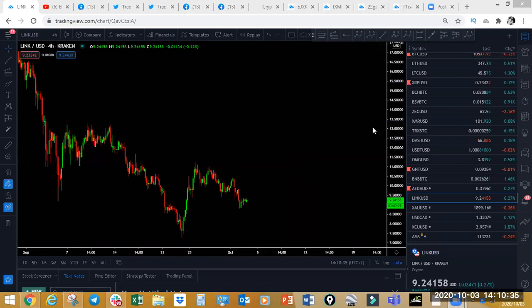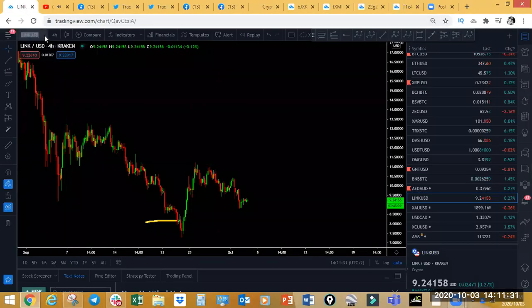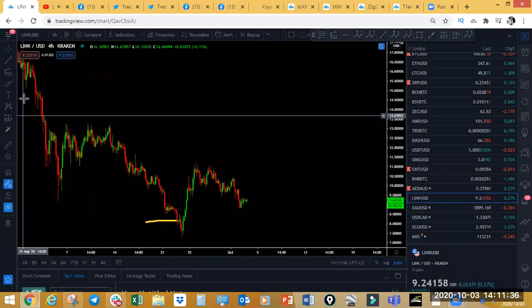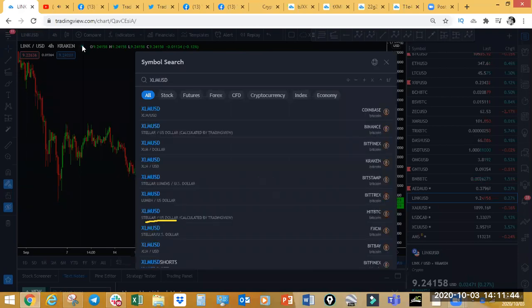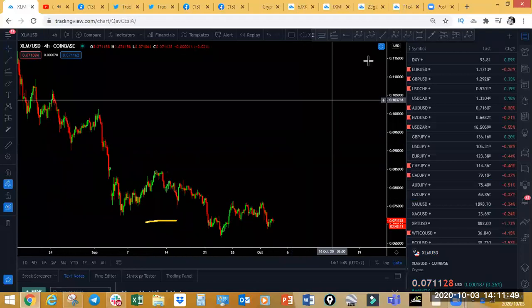So let me check the suggested pair there, and then we can look at it. All right, so somebody has suggested that we look at, this is Kev. So Kev has suggested we look at XLMUSD. So let's have a look at XLMUSD. So you can drop some of the charts, some of the pairs that you'd like us to look at. Let's see, what do we expect from XLMUSD?